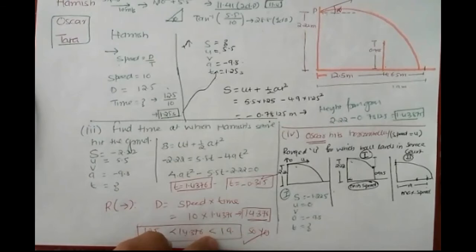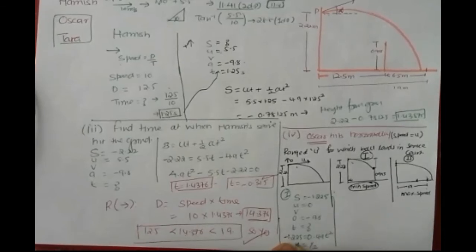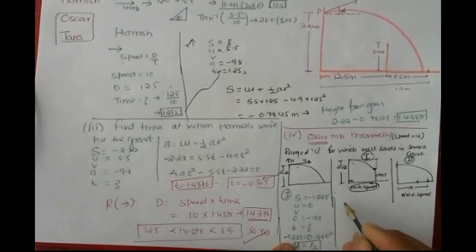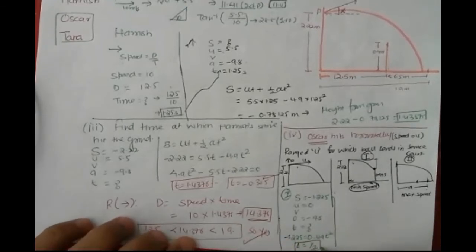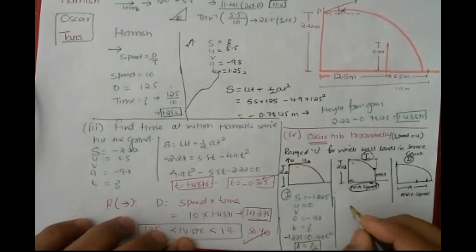And let's see how much time it takes to travel 1.225 meters downwards. Right, so this comes out as t equals half a second. Now we work out the horizontal speed when time equals half a second. Remember, it had only horizontal speed, it didn't have any vertical speed.